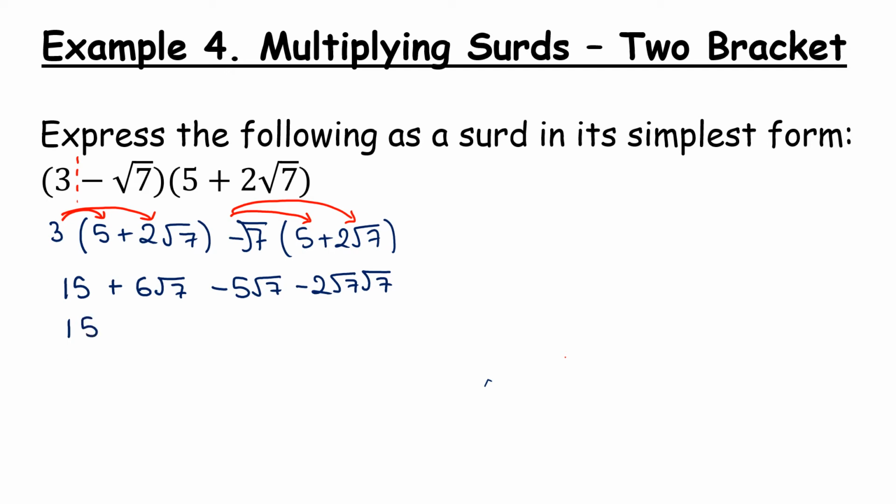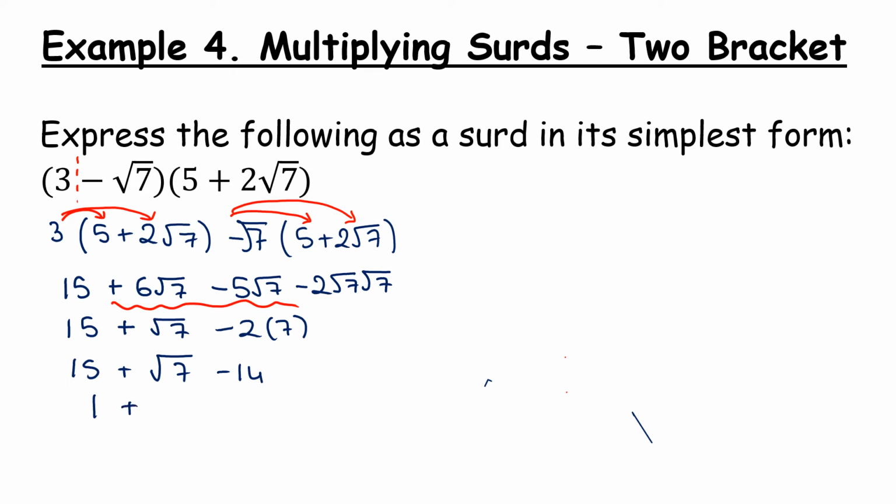So cleaning this up, we can add these two together. So 6 root 7 minus 5 root 7 is plus root 7. And root 7 by root 7, we said was root 7 squared, which is 7. So 2 times 7, 15 plus root 7, minus 14, which gives us 1 plus root 7.